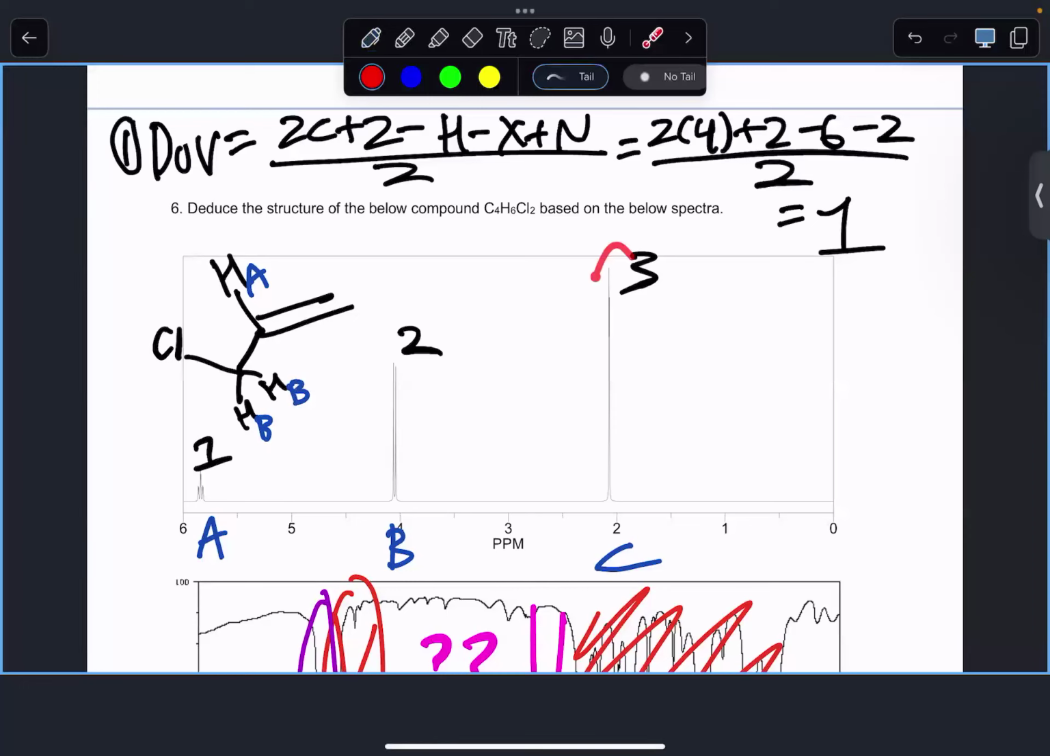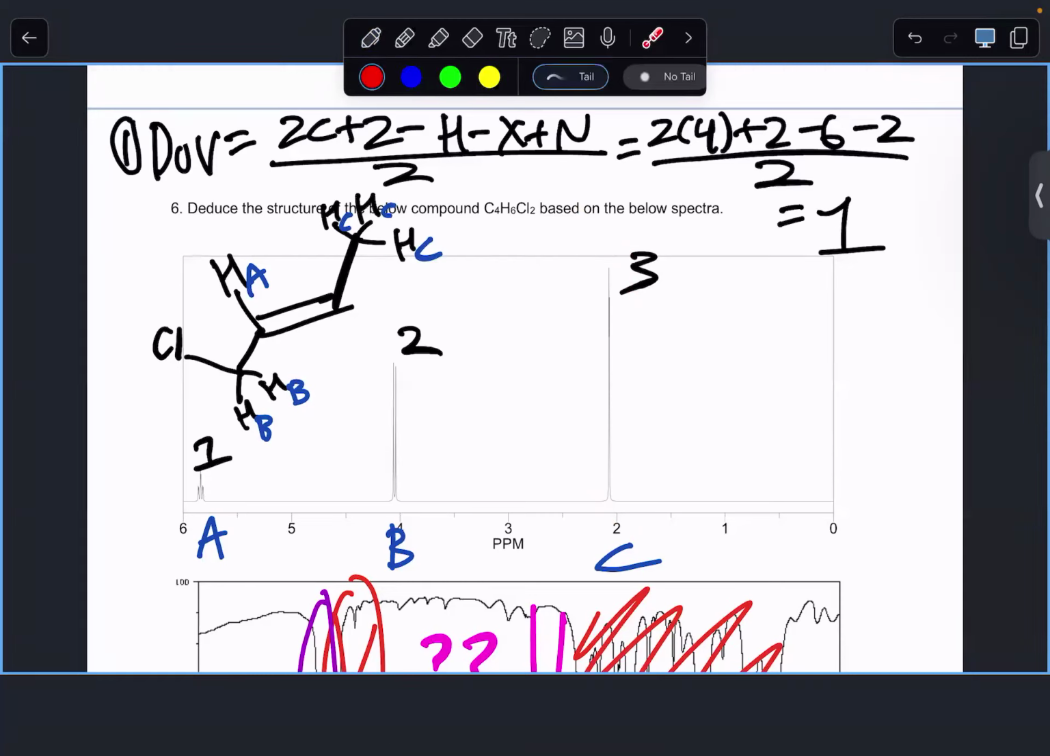Now let's look at this right here. What do you guys think this could have come from? 3 hydrogens with no neighbors. Yeah, and our methyl group coming out like that. Right. And those 3 hydrogens are these 3 hydrogens right here. So these are the C hydrogens, with 0 neighbors.